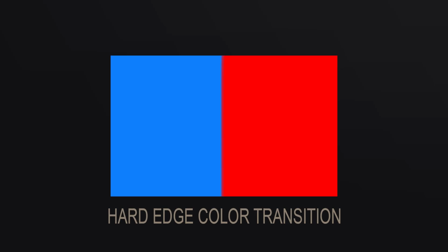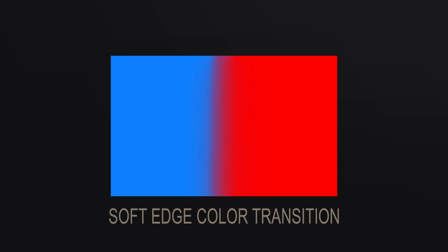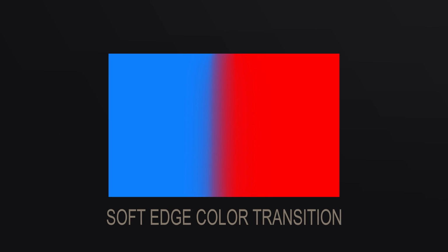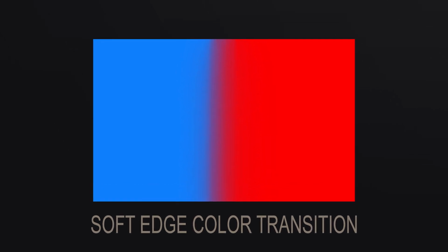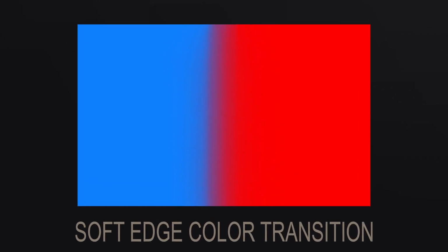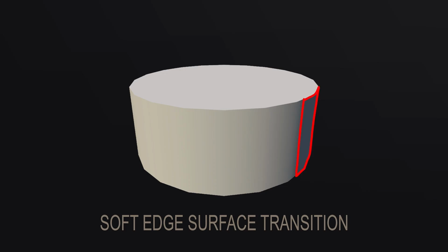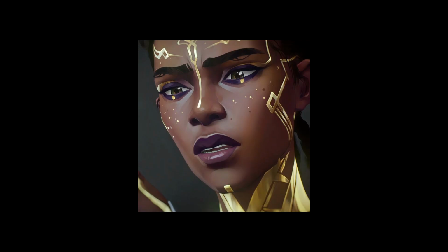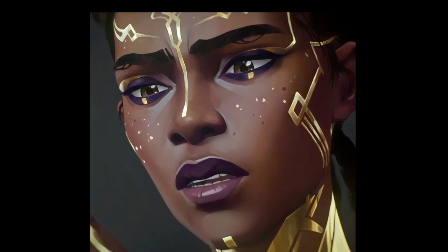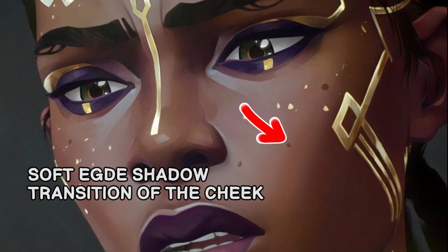Instead of that hard shift between the colors, we now have a softer edge transition between the blue and red. There's a more noticeable in-between blending of the colors compared to the hard-edged example. Here's an example of a soft edge here on this cylinder shape. It helps soften the form, giving a sense of roundness. You'll want to use this kind of edge when you're showing the softer, more curved parts of the face, like where the cheek rounds out or where the forehead slopes into the brow.